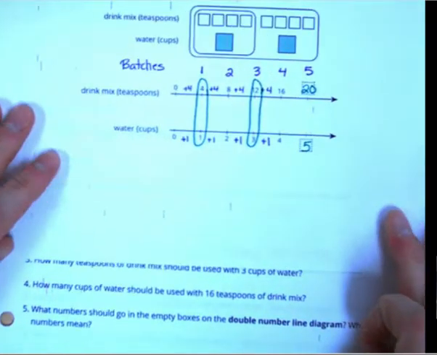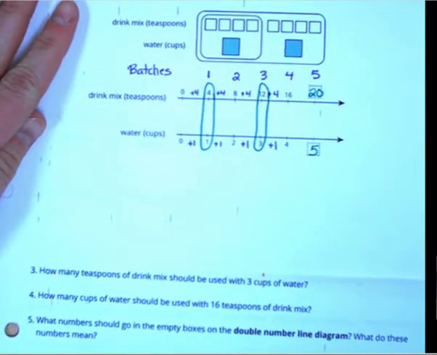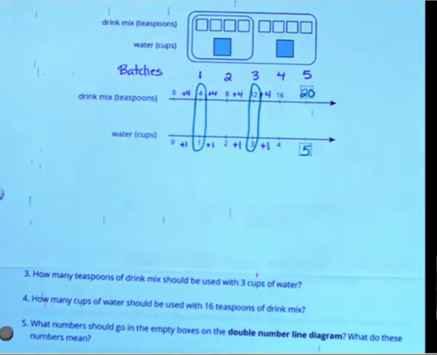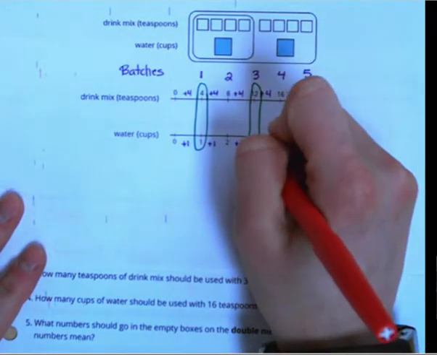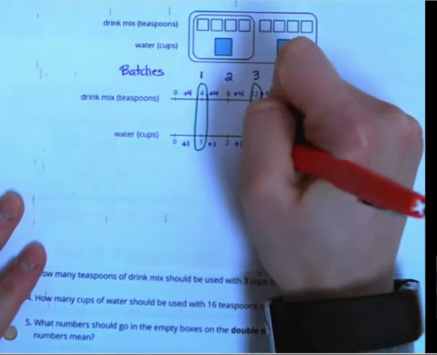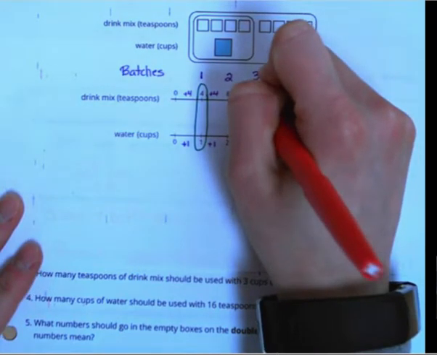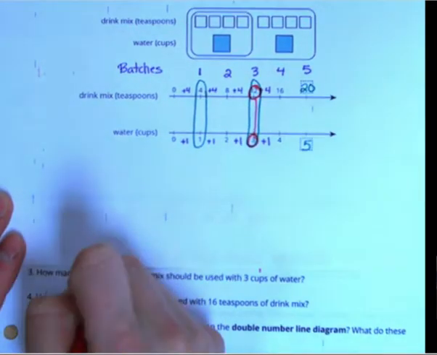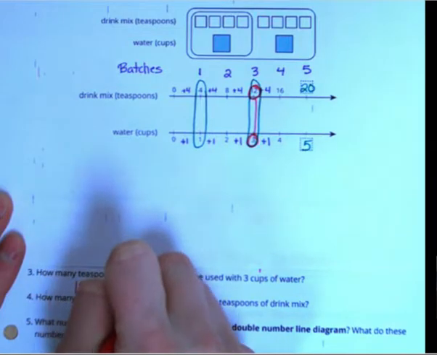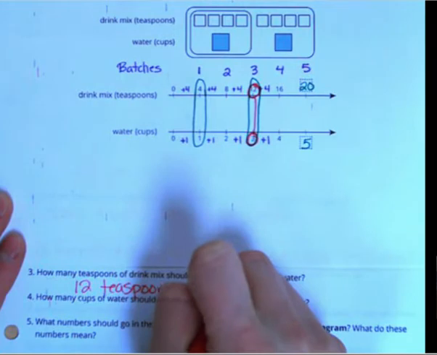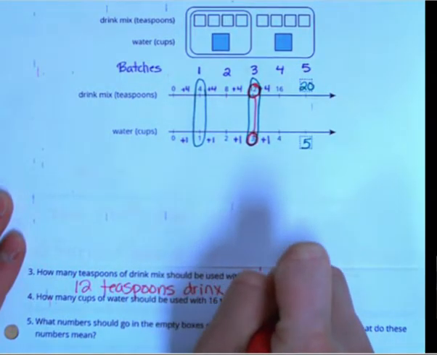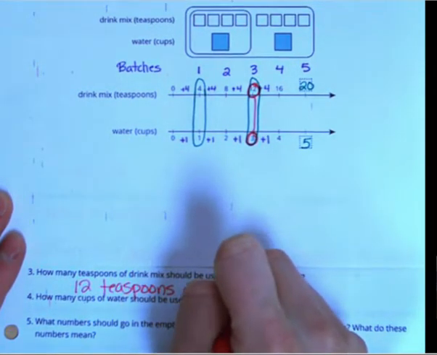Let's see if we can get that back on here. How many teaspoons of drink mix should be used with 3 cups of water? So on our number line, if we find 3 cups of water right here, we would also need to use 12 teaspoons of drink mix. We know that because they line up vertically on the double number line. Wow, drink. I cannot spell, you guys.